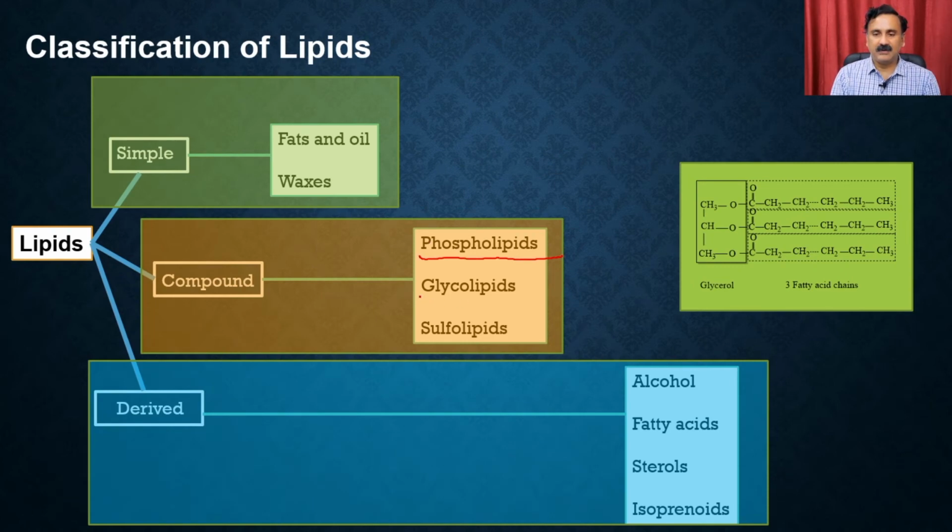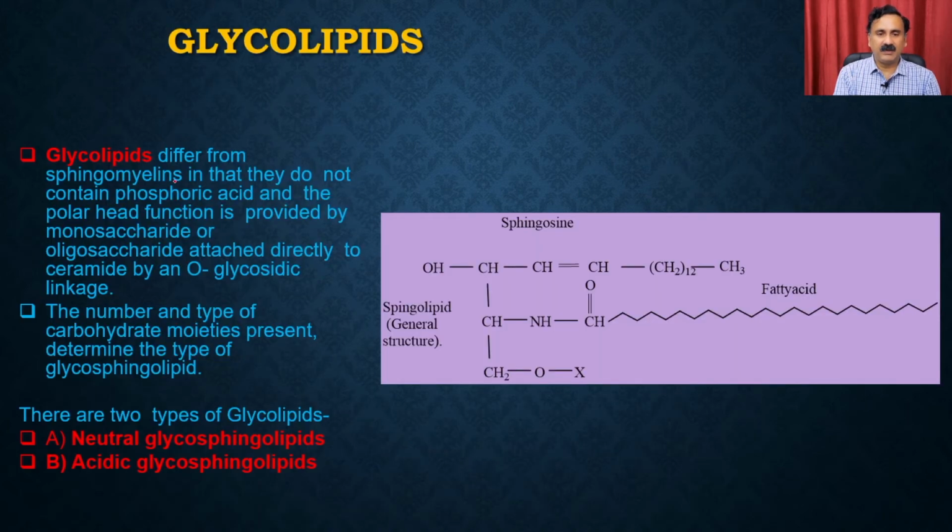Then we can also discuss the glycolipids. Glycolipids differ from the sphingomyelin in that they do not contain phosphoric acid, and the polar head function is provided by the monosaccharides or oligosaccharides attached directly to the ceramide by O-glycosidic linkages. The number and the type of carbohydrate moieties present determine the type of the sphingolipids. There are two types of glycolipids, neutral glycosphingolipids or acidic glycosphingolipids.